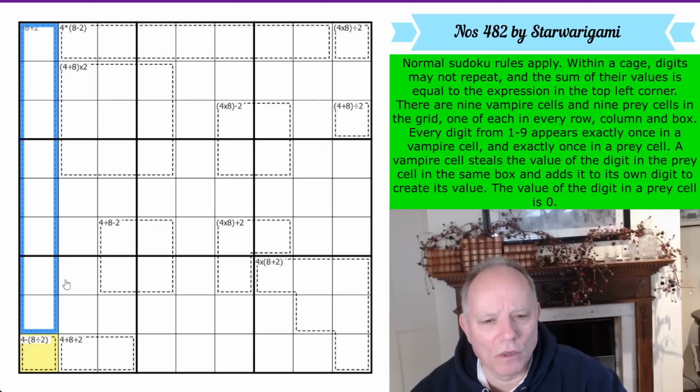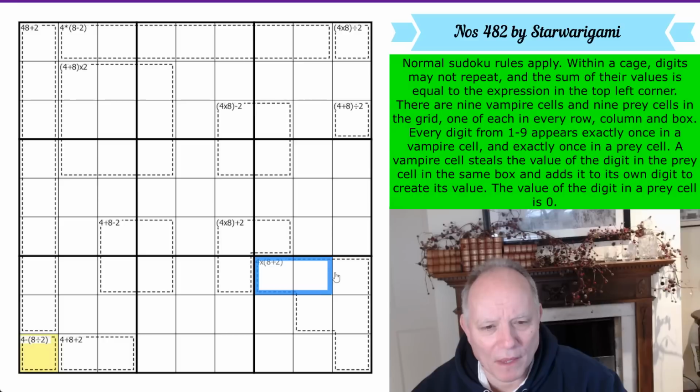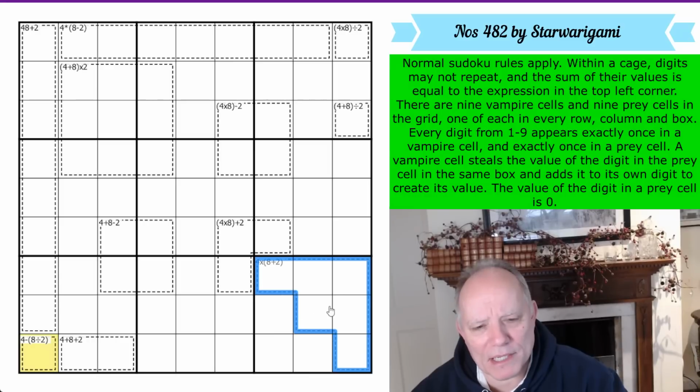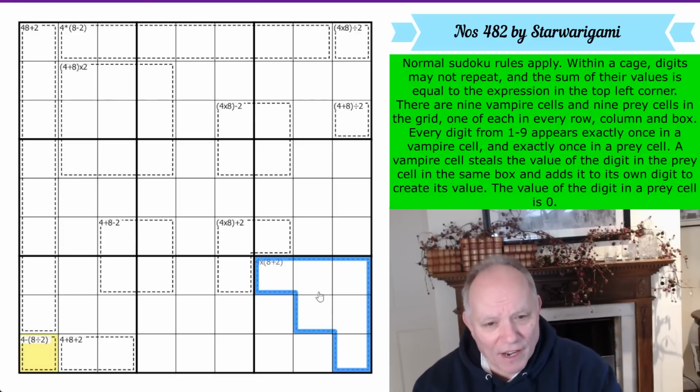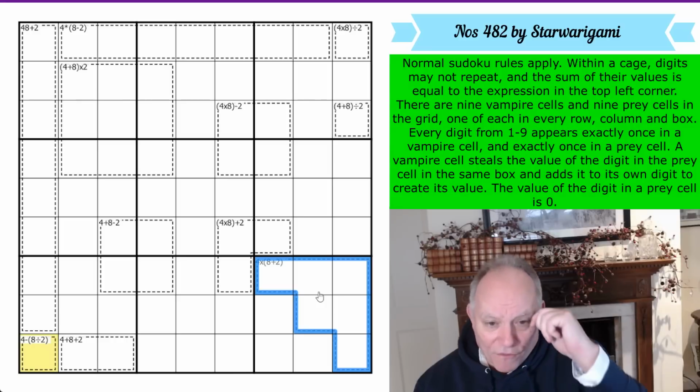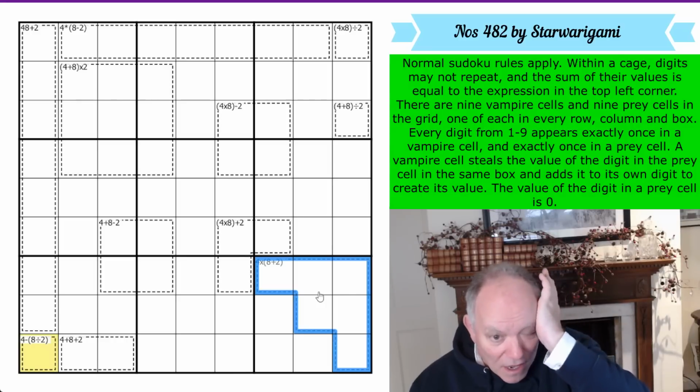Maybe I've got to just look at all the cages. So let's go round the board. That one was 14. That's perfectly doable without a vampire cell, which is a shame, because when I've actually learned something about vampire and prey in this box, you'd want to use it. 4 times 10, 40 in that cage. So there must be a vampire cell in it. Because the maximum value of 6 ordinary digits is 39, and this cage has a value of 40. So there is a vampire cell in it.